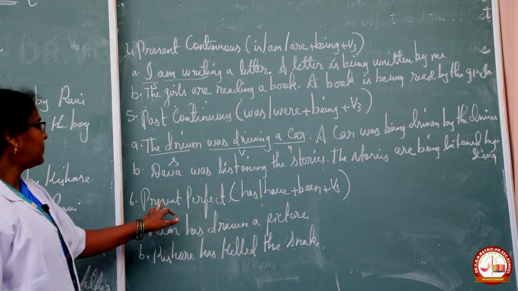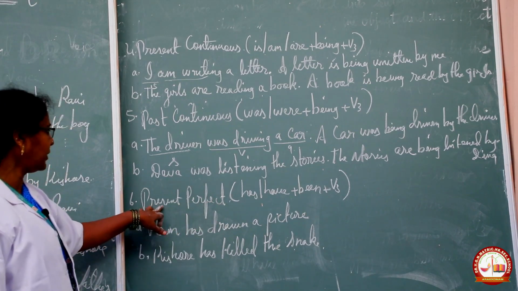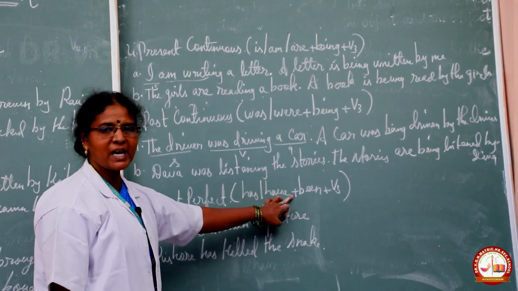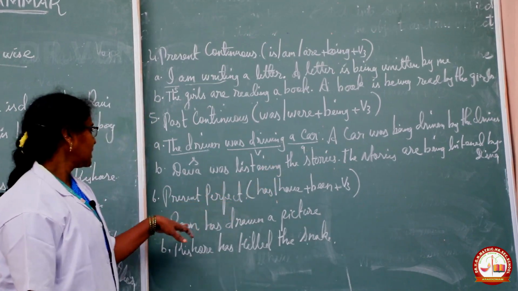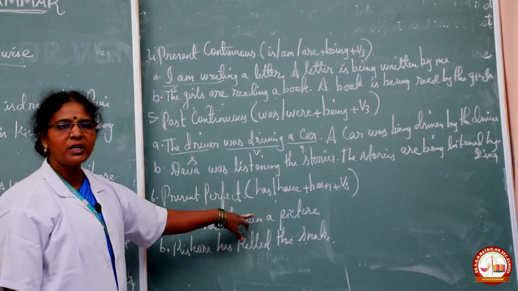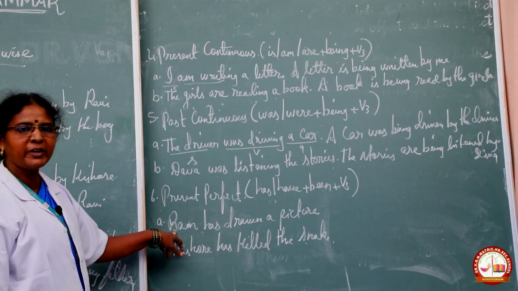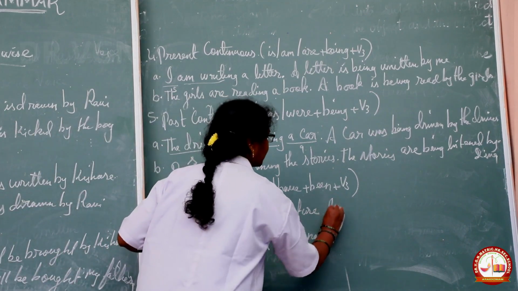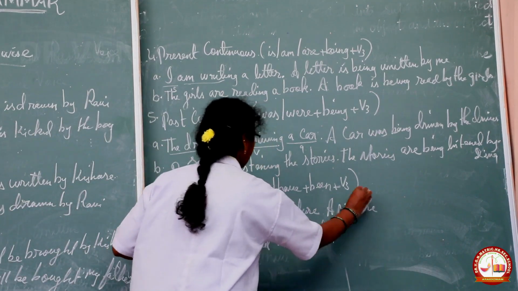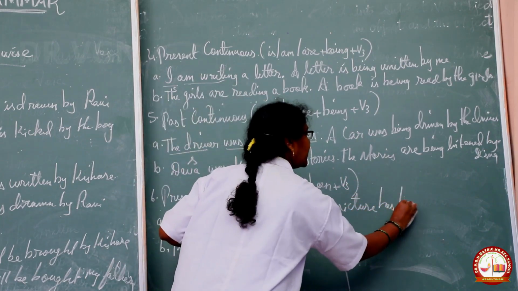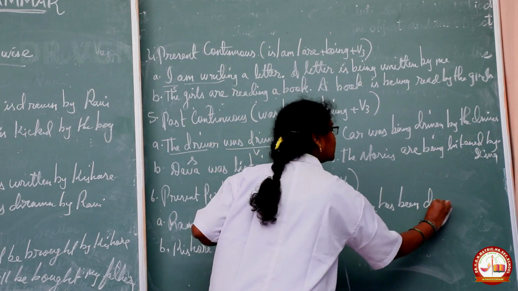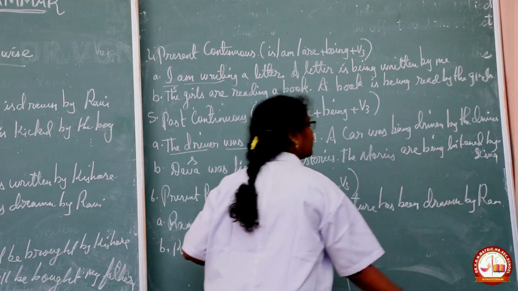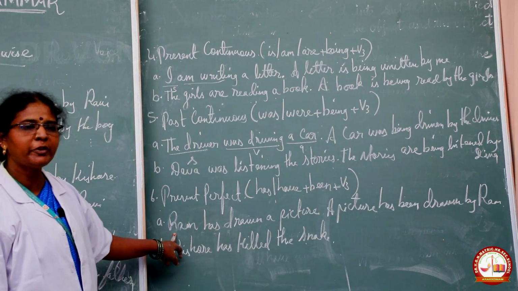The next, sixth one, present perfect tense. Now we are seeing the present perfect tense. What is the format of the present perfect tense? Has / have plus been plus V3. See, Ram has drawn a picture. So this is present perfect tense. It is in active voice. You must change into passive voice. So what is the answer? A picture has been drawn by Ram. So this is the format of the passive voice in present perfect tense.